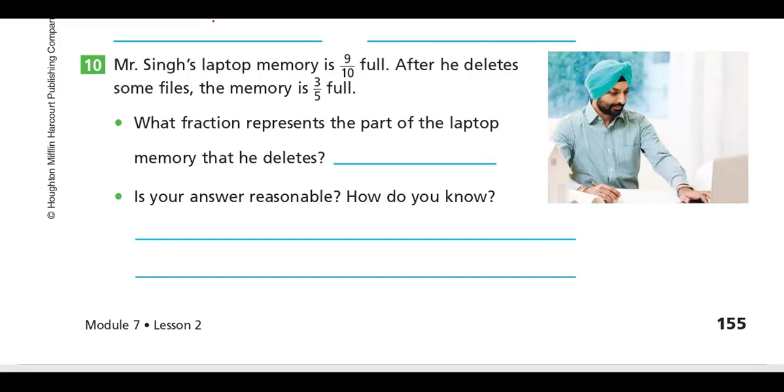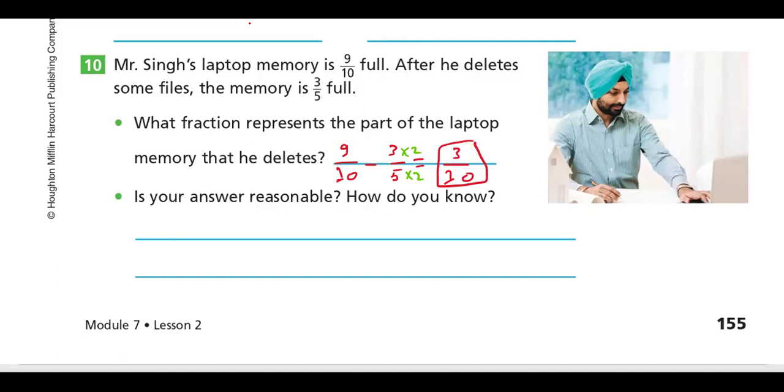So it will be 9 over 10 minus 3 over 5. Not the same denominator. So I can make 5 as 10 if I multiply by 2 up and down. So now it will be the same denominator, 10, and 9 minus 6. 9 minus 6 is 3. So our answer is 3 over 10.